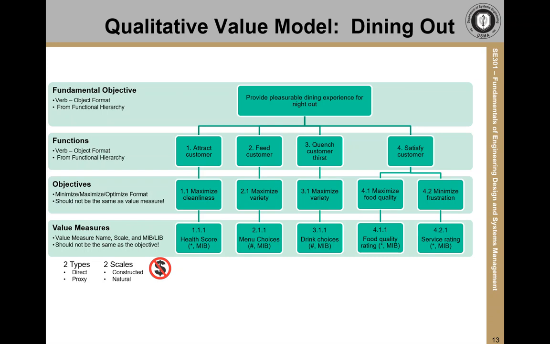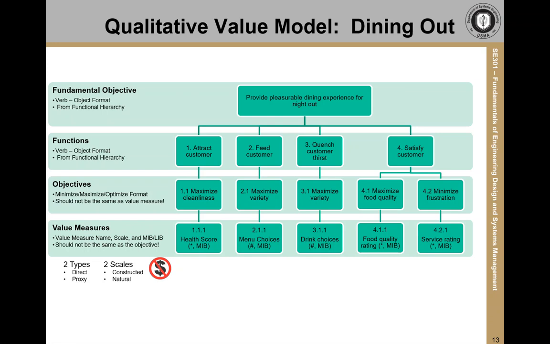Function number 3. We already fed the customer, now we also have to quench their thirst. There's a whole lot of options we can do there, and one of the objectives could be maximize the variety again. Earlier we looked at food choices. Here we're looking at drink choices, or the drink menu. So our value measure tied to maximize variety for drinks would be number of drink choices, and we would tally up the total number. And again, we have a more is better type of idea.